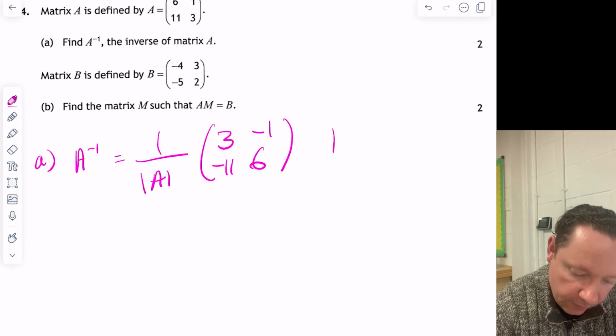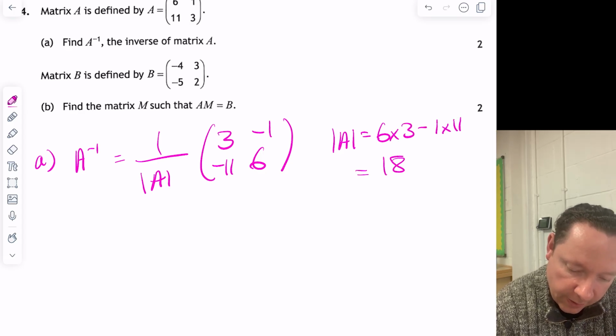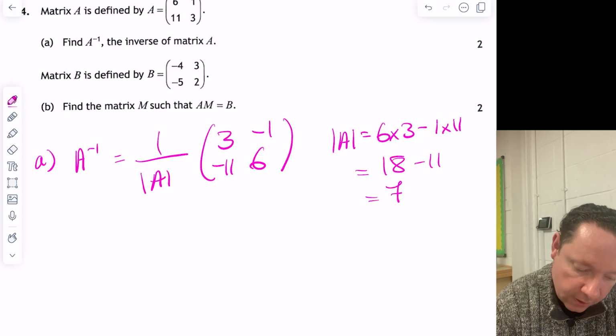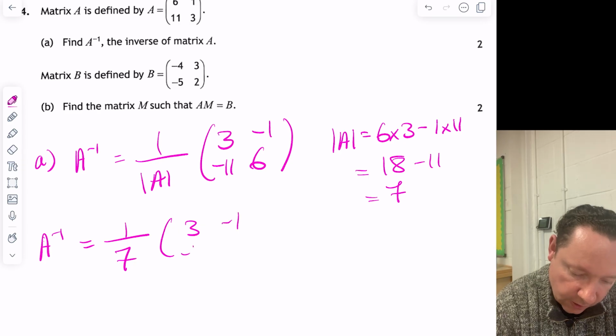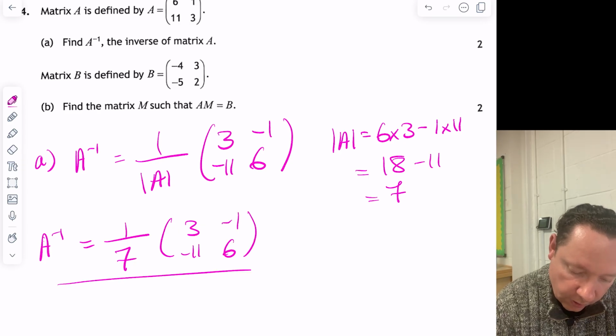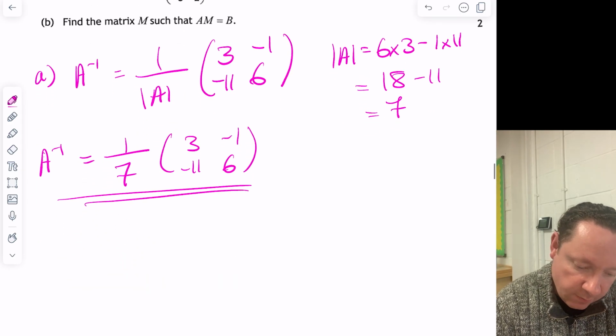So what's the determinant of A then? Well, it's 6 times 3 minus 1 times 11, the diagonals. That's 18 minus 11, which is 7. So that means that the inverse matrix is a 7th of 3, minus 1, minus 11, 6. And we're done there.